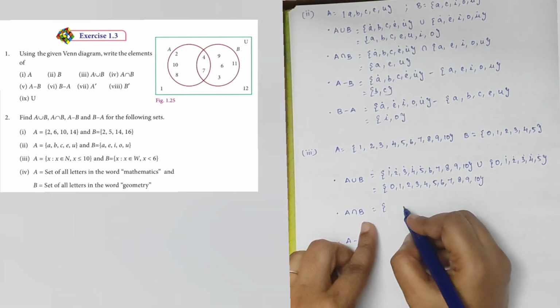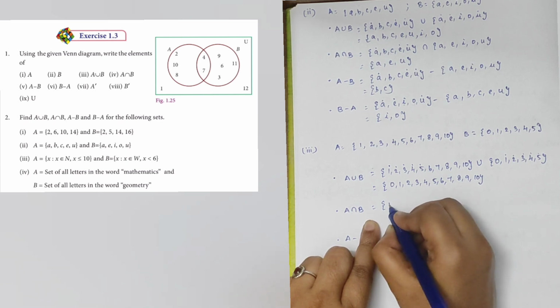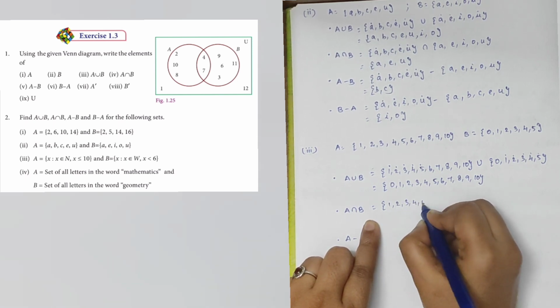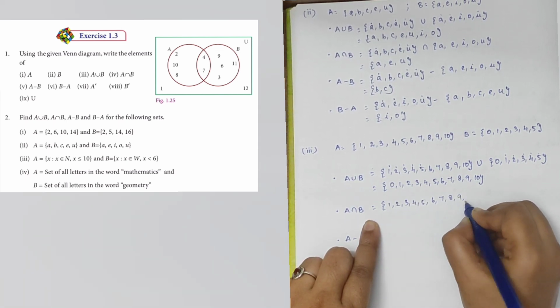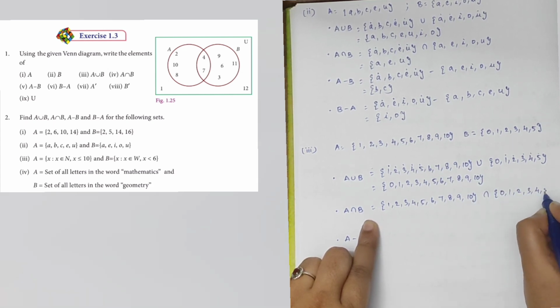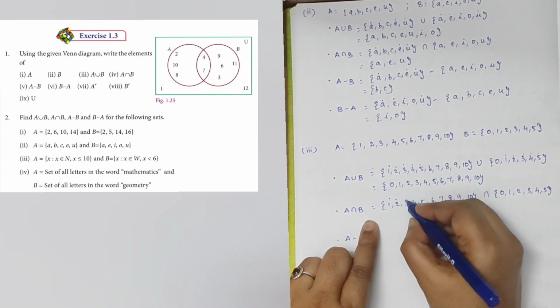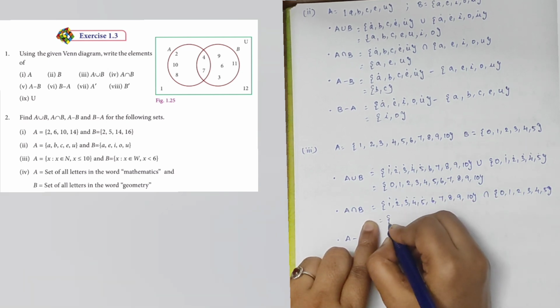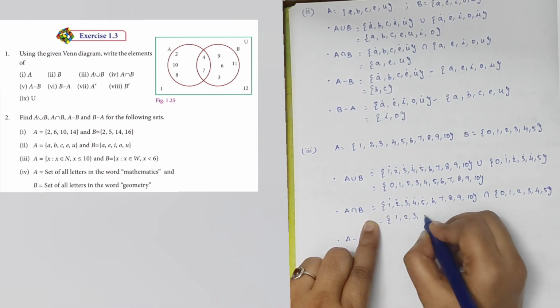Now do it for A intersection B. You have to list out the set A: {1, 2, 3, 4, 5, 6, 7, 8, 9, 10} intersection {0, 1, 2, 3, 4, 5}. Now mark the common elements: 1, 2, 3, 4, 5. Now list out the common elements: 1, 2, 3, 4, 5.